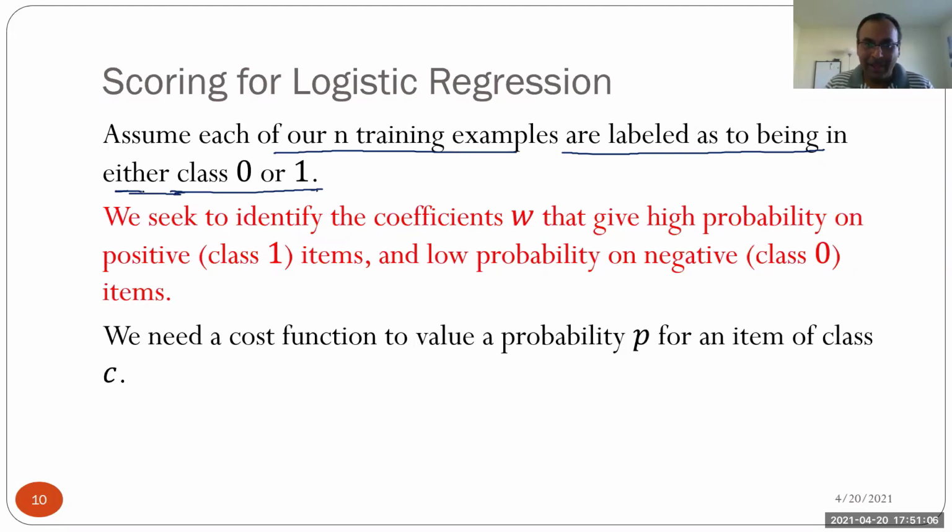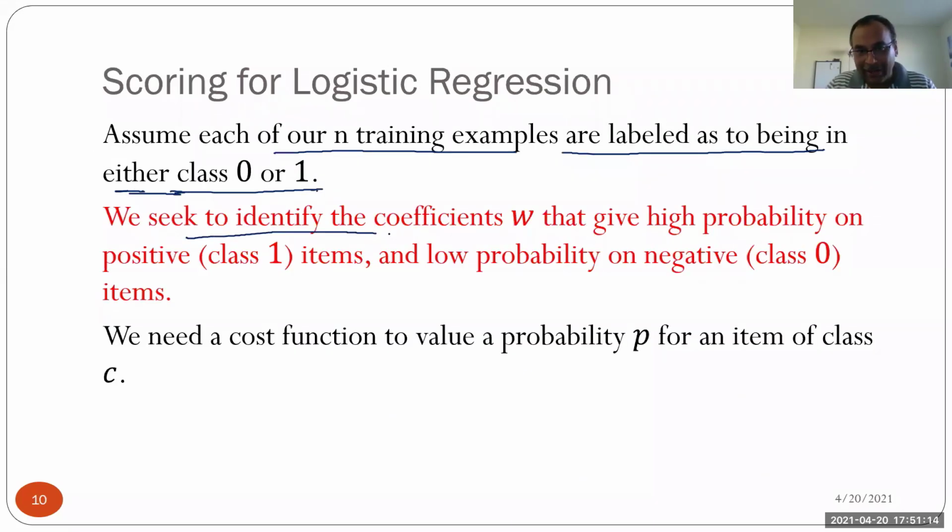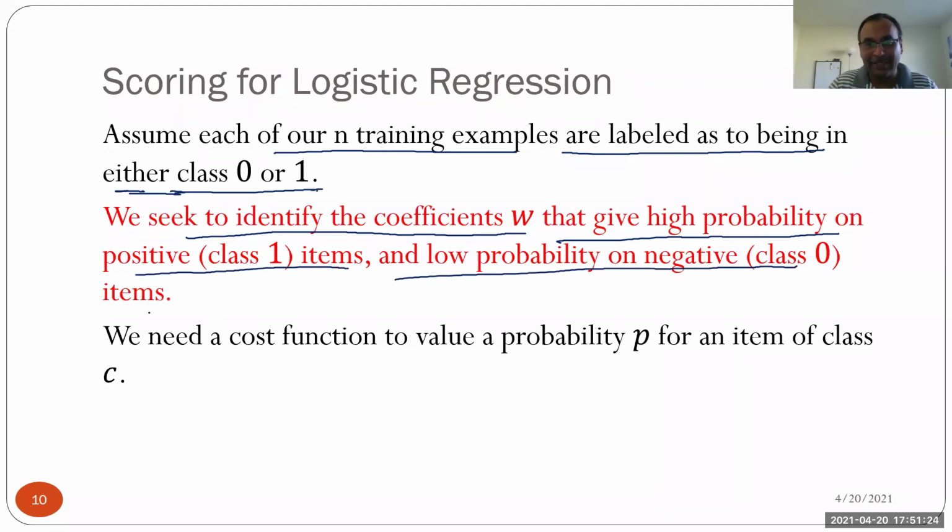Now, once we have done that, and once we have decided what our f(x) is going to be, then we seek to identify the coefficients w that give a high probability on the positive class items, and a low probability on the negative class items. So what does it mean? It means that in this learning process, we ultimately have to learn the w's. We are not learning x, because x is something we get from the data. We need to find w0, w1 and so on, so that we can come up with the equation of a line.